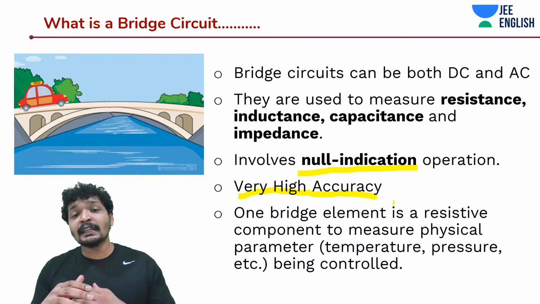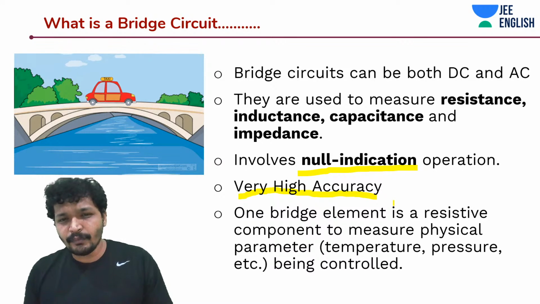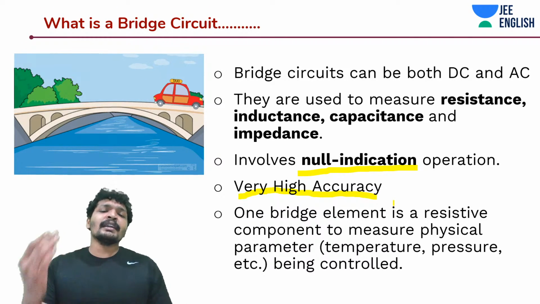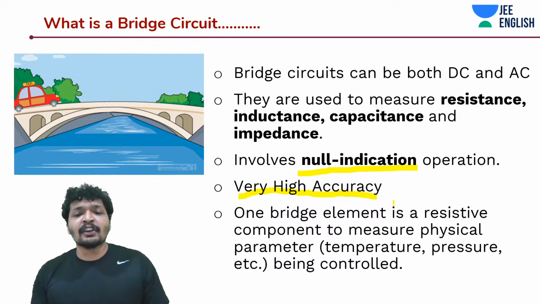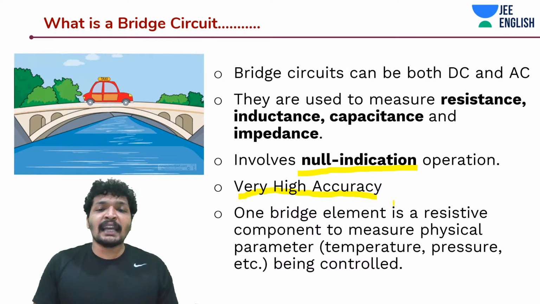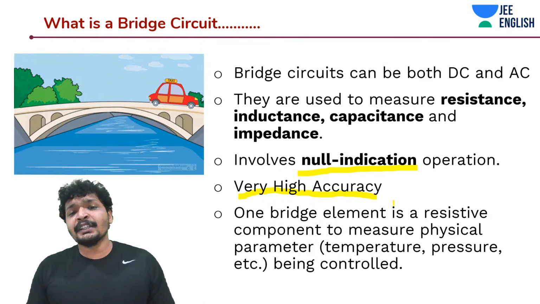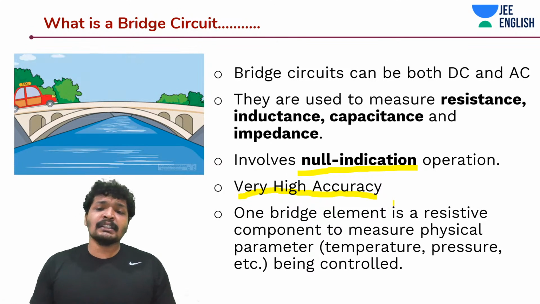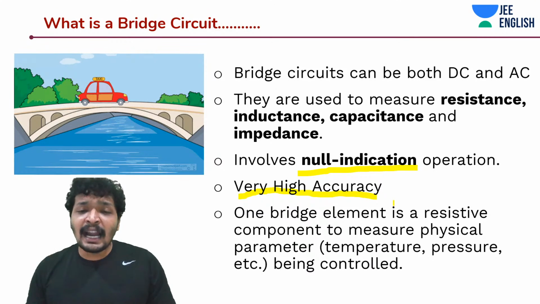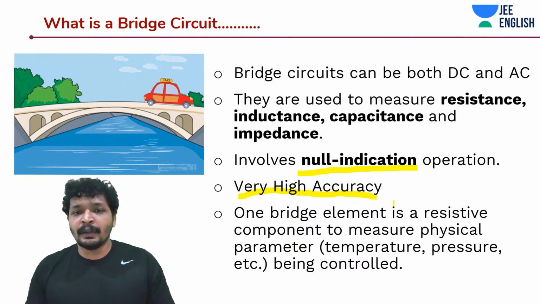And bridge circuits make use of similar components to make it happen. And remember, bridge circuits can be both DC and AC. There can be inductance, capacitance, impedance, anything on them. They involve null indication operation, which means the measurement is independent of the characteristics and of other kinds of calibration requirements.